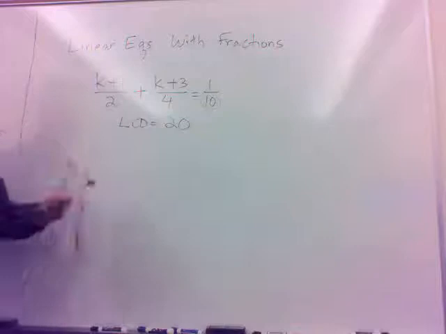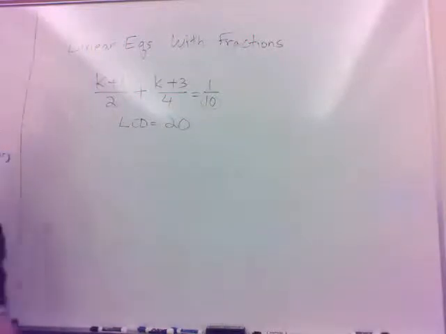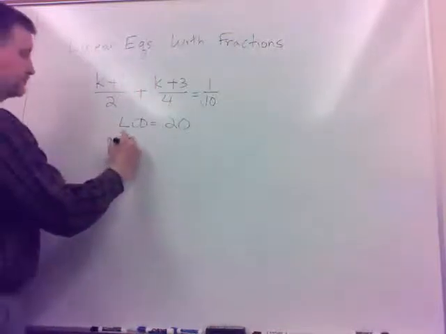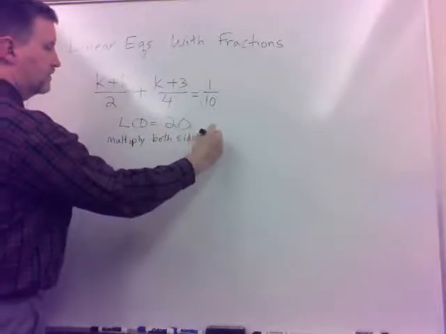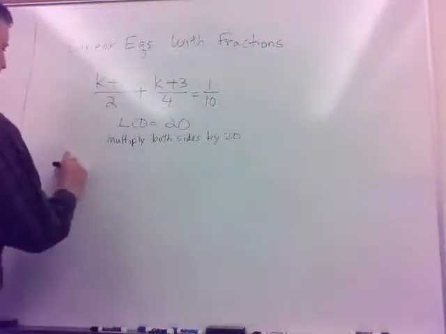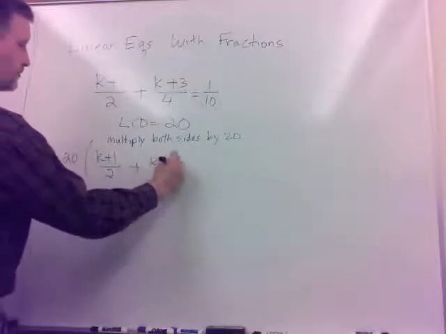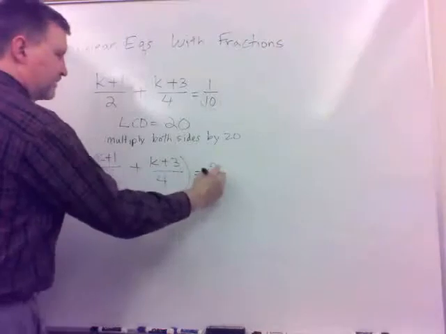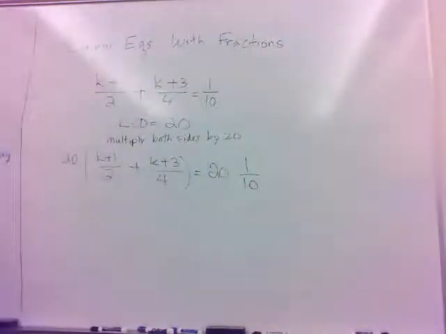Now what I'm going to do is take that 20 and I'm going to multiply it by both sides. Multiply both sides of the equation by 20, because it's the LCD. That's why I'm choosing 20. But I'm going to multiply both sides by 20. Let's note it this way. Right, because that makes it legal, because I'm doing the same thing to both sides, multiplying both sides by 20.